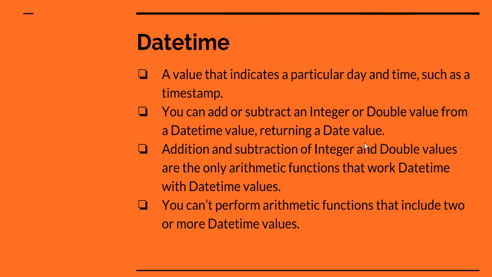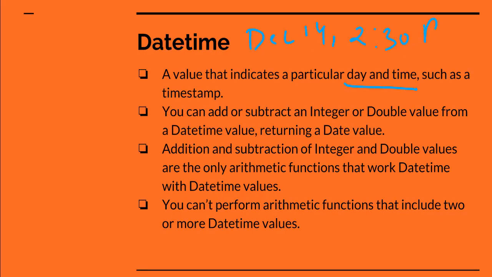Date time: a value that indicates a particular day and time. So anything which has a day and time is called a date time. For example, December 14, 2:30 p.m. It has a date and it also has a time. That is what is called date time. Now, you can also add or subtract an integer or a double value from a date time value and it will return a date value.